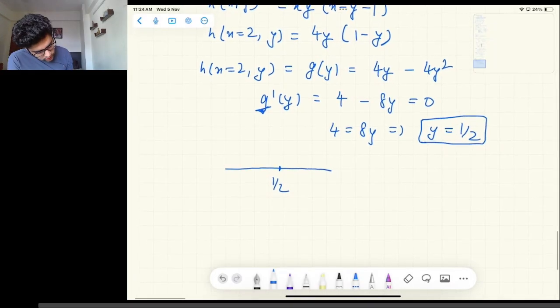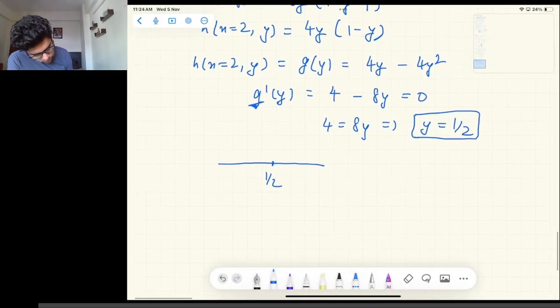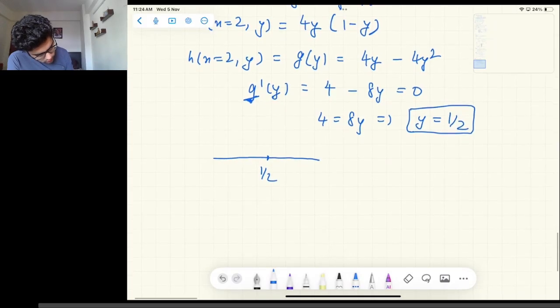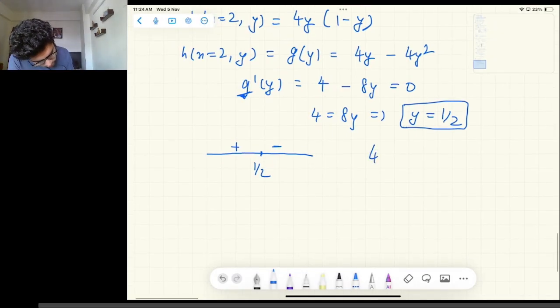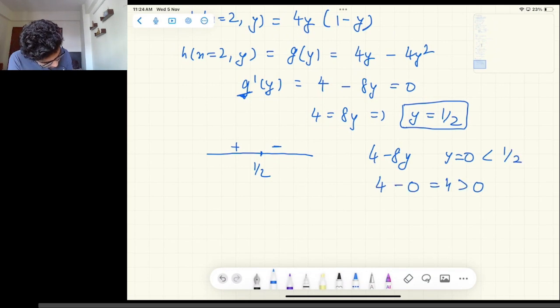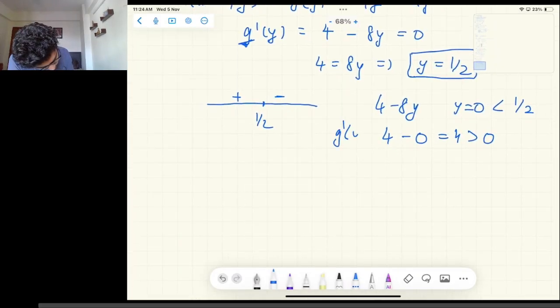So if I substitute any value of y greater than half, I'll be getting the value of the first derivative as negative, and for y less than half, positive. If I substitute y is equal to 0 in 4 minus 8y, which is less than half, I'll be getting 4 minus 0 equals 4, which is greater than zero. So my g dash y is positive on all points to the left of half.